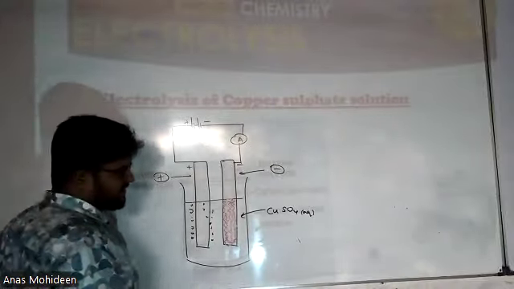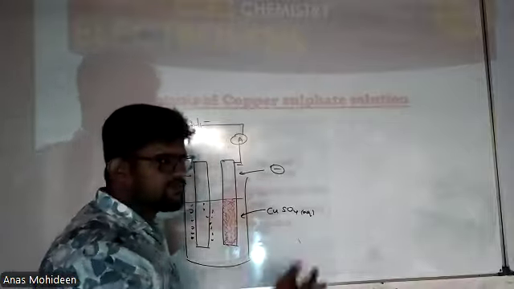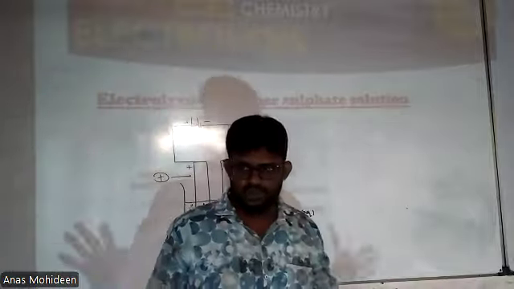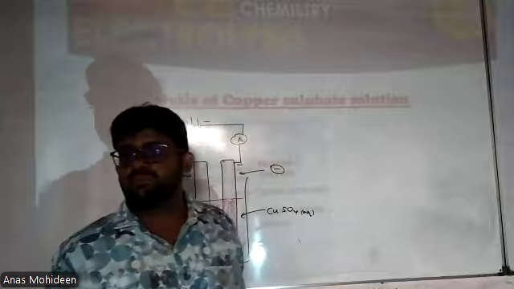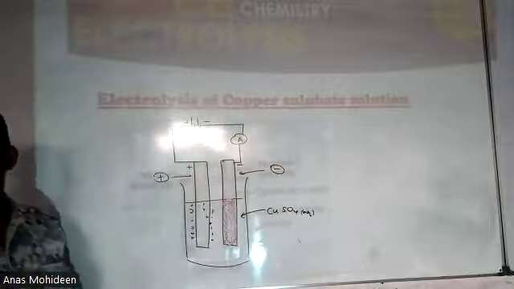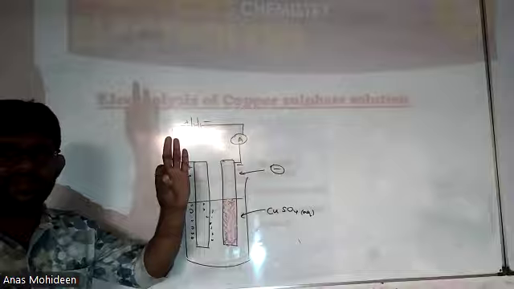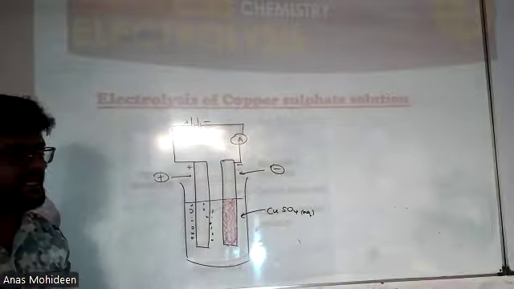And the third observation, copper sulfate is usually a dark blue color. Now you can see this blue color reduces. So how many changes are happening? Three changes. What are the three changes?